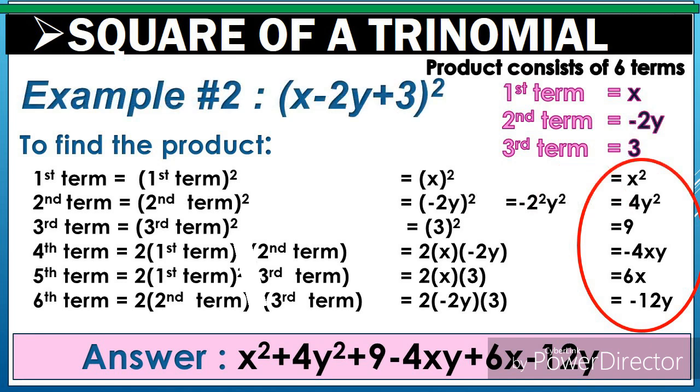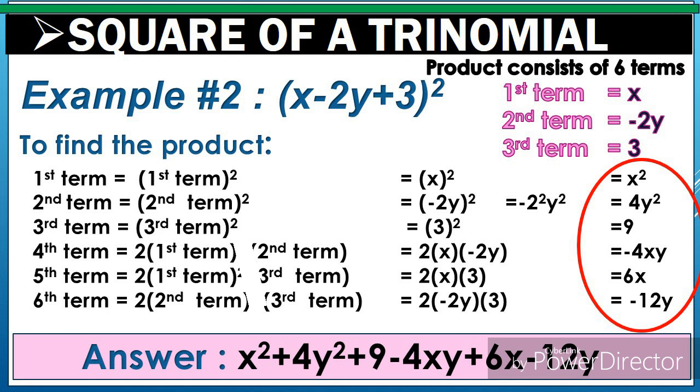Number 2 example. The quantity of x minus 2y plus 3 squared. Ang first term natin dito is x. Ang second term natin dito is negative 2y. Ang third term natin ay 3. Susundan lang natin yung pattern. To find the first term, square lang natin ang first, that is x squared. Para makuha ang second term, square lang natin ang second term, which is negative 2y.